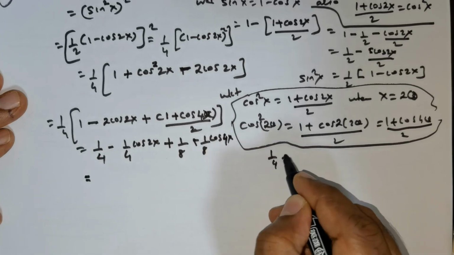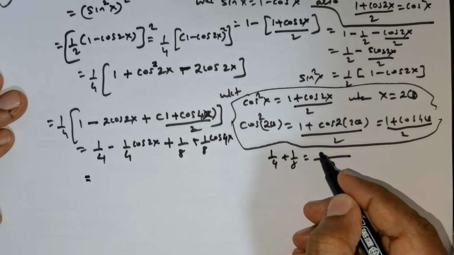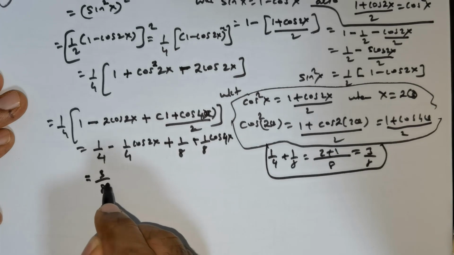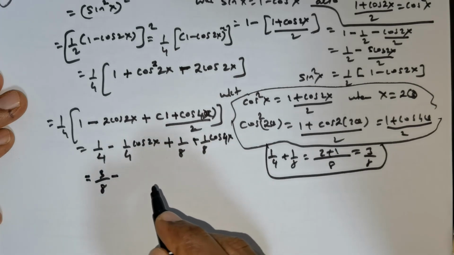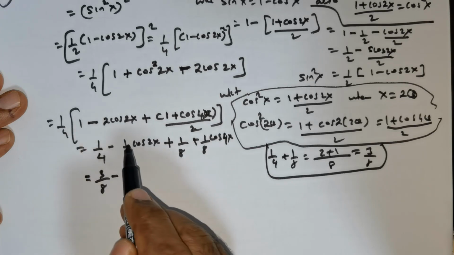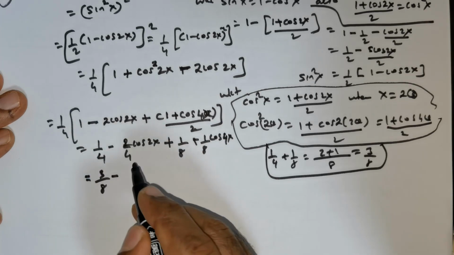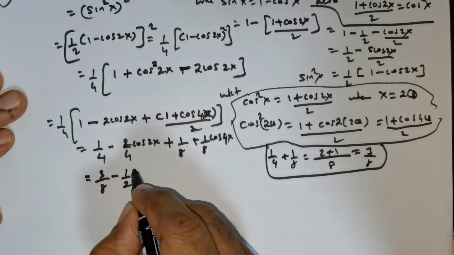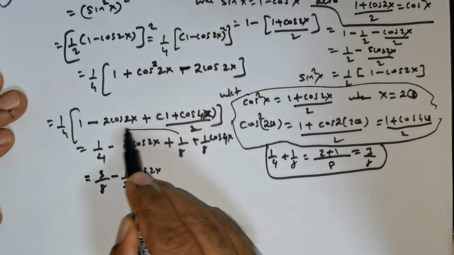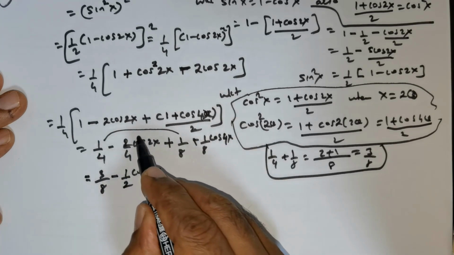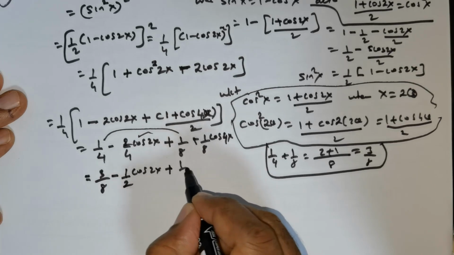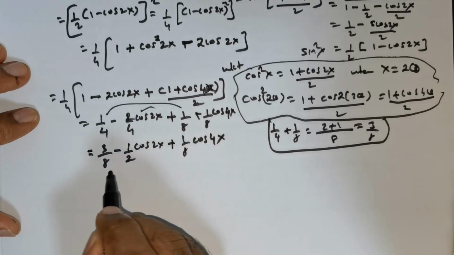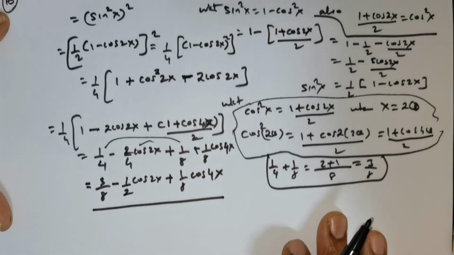Now 1 over 4, 1 over 8, I can take the LCM. So that will give me 3 over 8. So this is 3 over 8 - . In fact, 1 over 4, when it comes in, there's a 2 there. So that has to be placed. So 2 divides 4 2 times. So it's going to be 1 over 2 times cos 2x. So these two are clubbed, and this is taken care of. And all that remains is 1 over 8 times cos 4x. And that is exactly what is required.